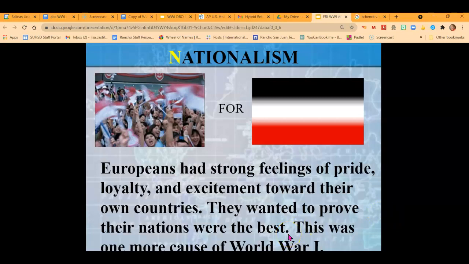Another cause for World War I is nationalism. N is for nationalism. We are halfway through our alphabet here. People, Europeans in particular, have very, very strong feelings and pride and loyalty for their own countries. And as such, they want to prove that their nation is the best. And this helps to support the different countries getting into war with each other.